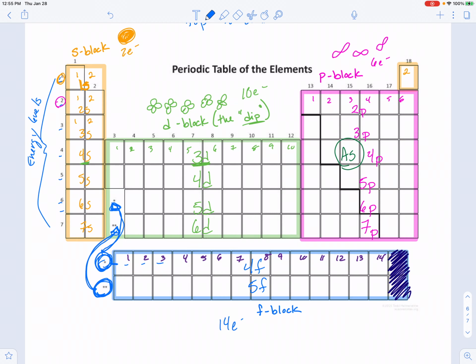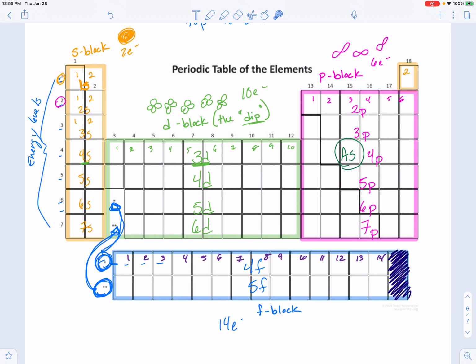which ends up being really helpful because if I look at my periodic table, S block holds 2, 1, 2. The P block holds 6, 1, 2, 3, 4, 5, 6. The D block holds 10, 1, 2, 3, 4, 5, 6, 7, 8, 9, 10. You kind of get the drift there.